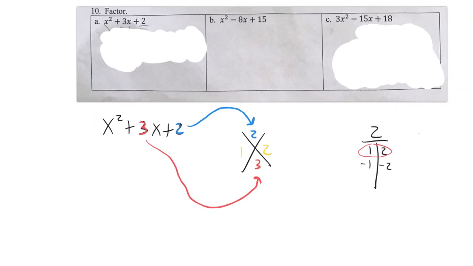Now, what the teacher then likes her students to do is to split the two parentheses for now, put your little x's in there, and then it's going to be the two numbers that you just wrote. And then you're done factoring. Okay, so that's how that works.